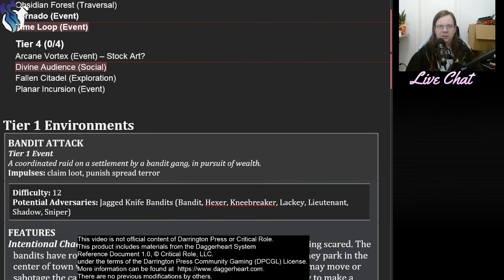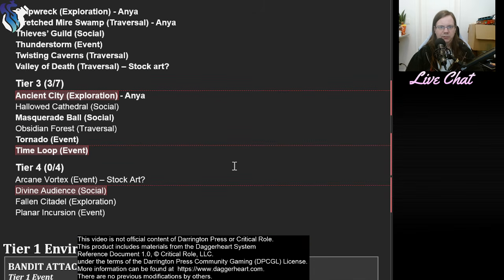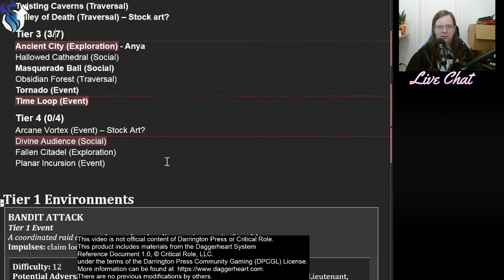And then in tier 3, I'm just going to go back to OBS to check. Great. In tier 3, I've got 1, 2, 3, 4 written. And I want to add 2 or 3 more to get up to 7. And then in tier 4, we started working on Arcane Vortex and Planar Incursion as a paired set of environments the last time I did an environment stream.